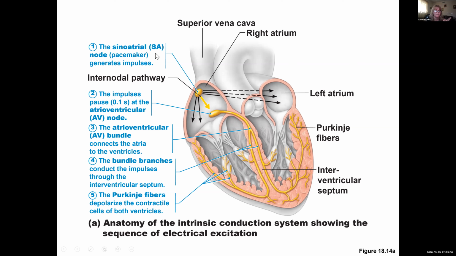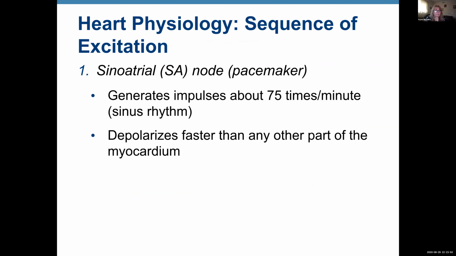And by the way, when we have SA node as pacemaker, it's called a sinus rhythm, or junctional rhythm. Okay, so SA node is a pacemaker and it generates impulses about 75 times per minute. That is sinus rhythm. So that's a normal rhythm of your body.